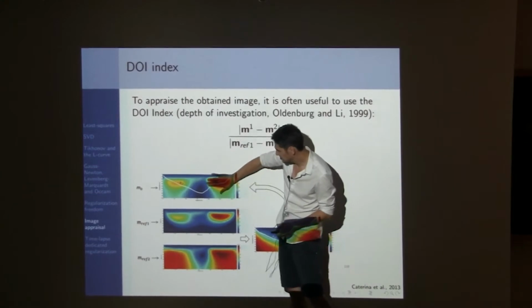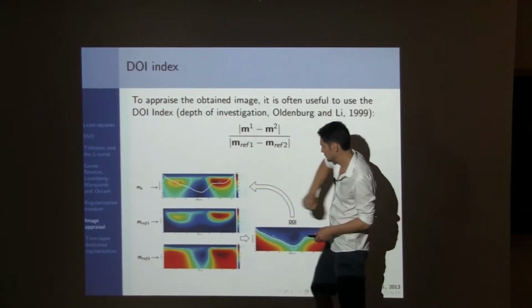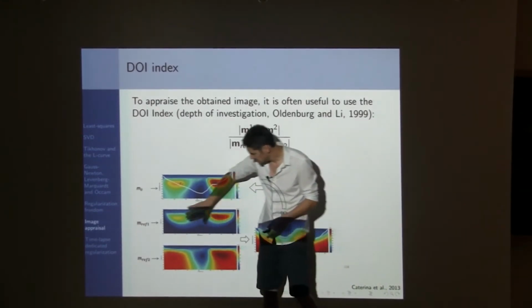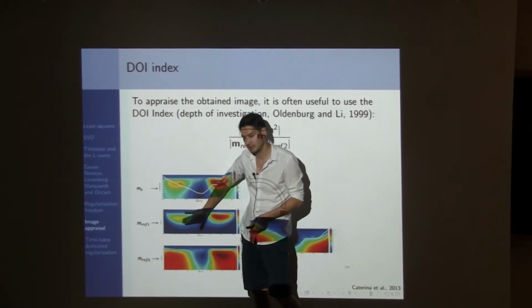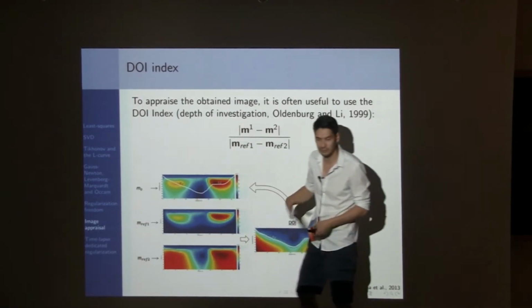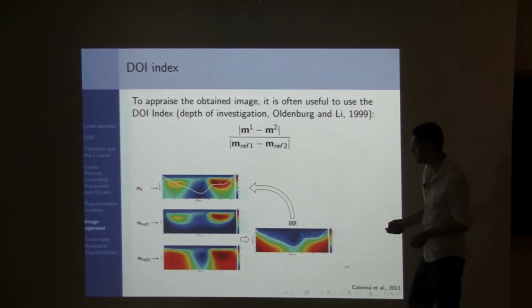So here, this is a smoothness constraint inversion. This is an inversion with a reference model which is more conductive. This is an inversion with a reference model which is more resistive here.